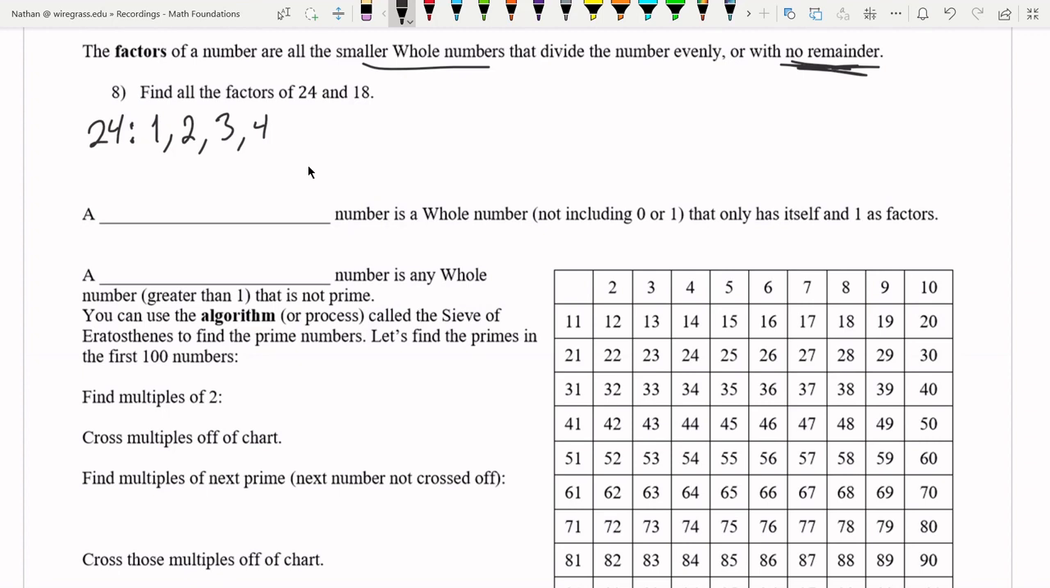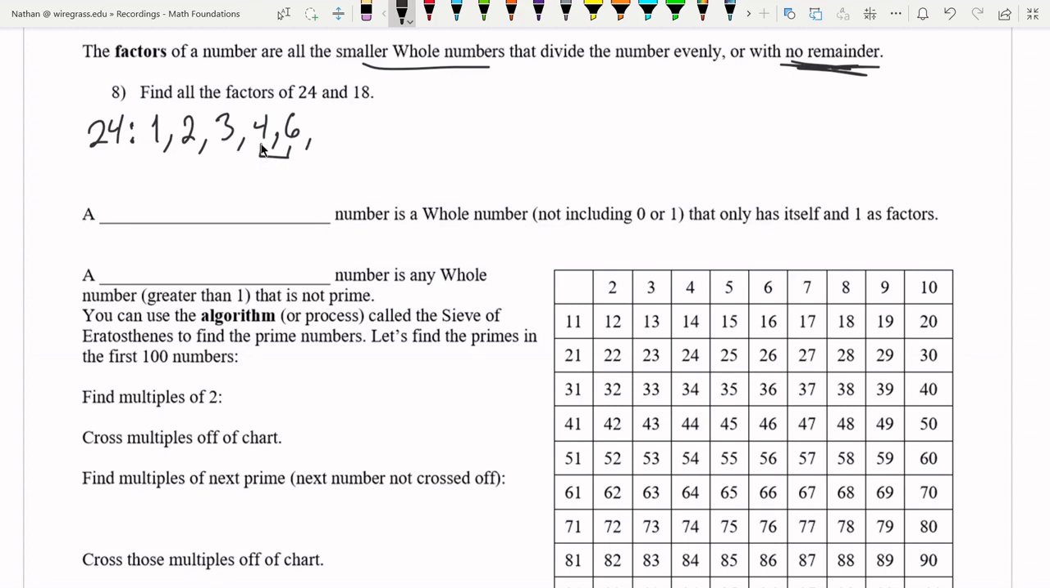24 divided by 5, however, gives you a part of a whole number, right? 5 cannot go evenly into 24. So 5 is not a factor. 6 can go into 24. 24 divided by 6 is 4. And here we can stop because I found the switching point, 4 times 6.